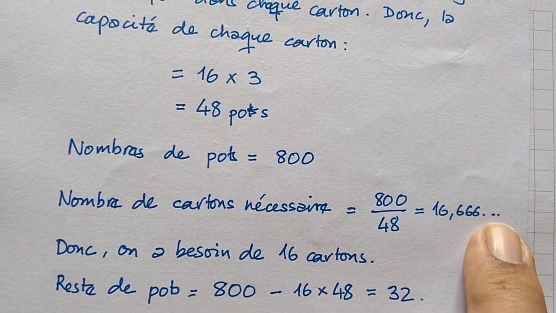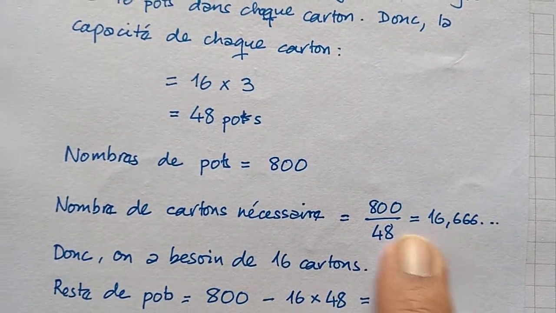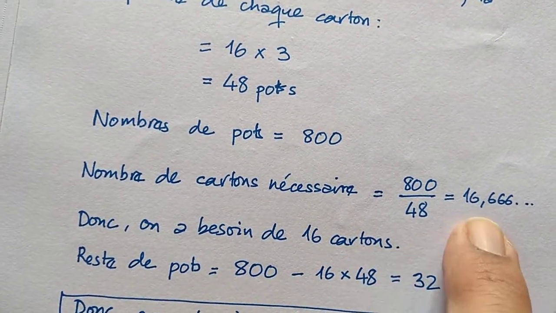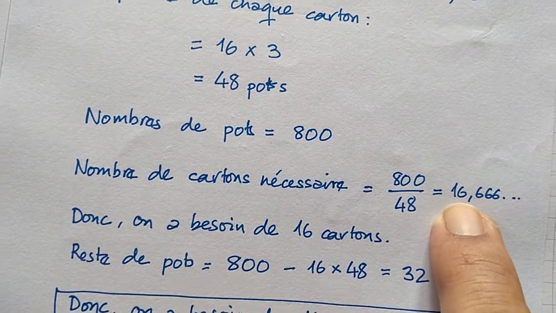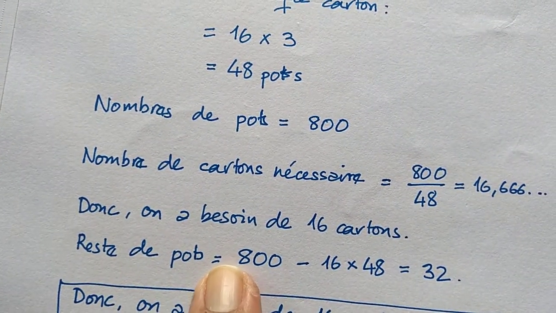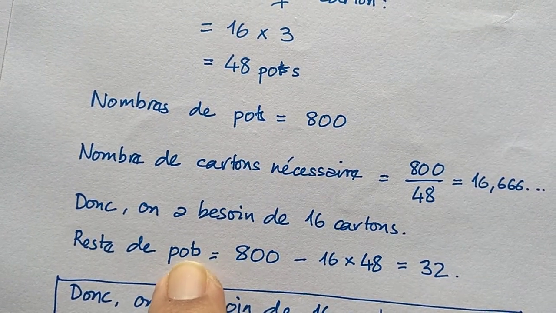So many cartons are required. But of course you cannot have fractional boxes. So you say, donc on a besoin de 16 cartons. You require 16. Remember, this is the quotient. So, and what remains? Reste, the pots. That is not POB, it is POTS.